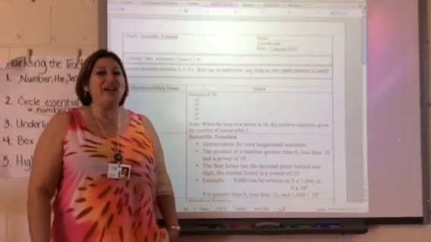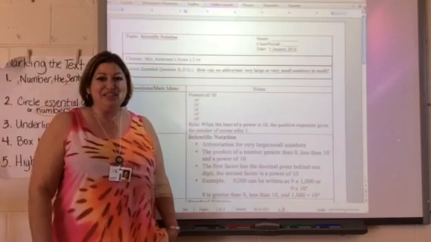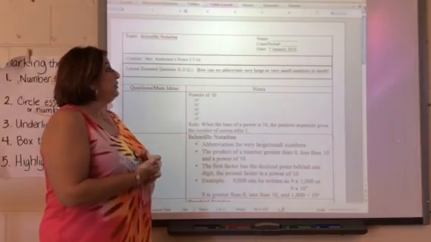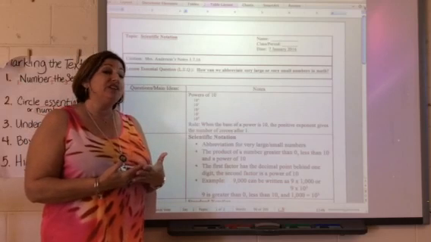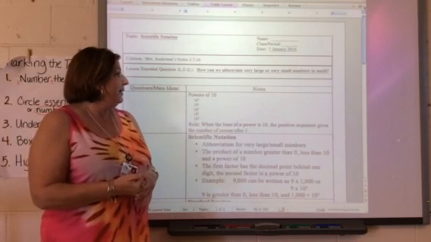Hi math fans, welcome to Scientific Notation Day. Today we're going to explore how we can abbreviate very large or very small numbers in math.